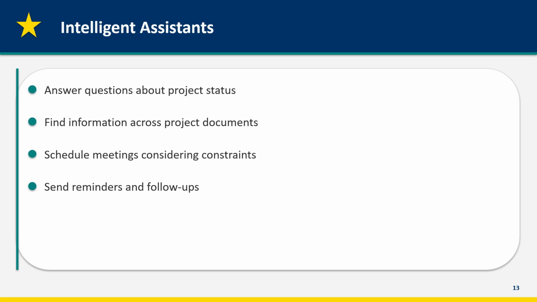Intelligent assistants answer questions about project status. What's the budget variance on Phase 2? They find information across project documents. Where did we document the API requirements? They schedule meetings considering time zone constraints, availability, and preferences. They send reminders about upcoming deadlines and follow up on overdue actions. Think of them as always available project coordinators.